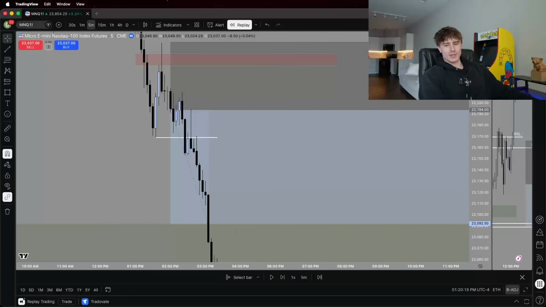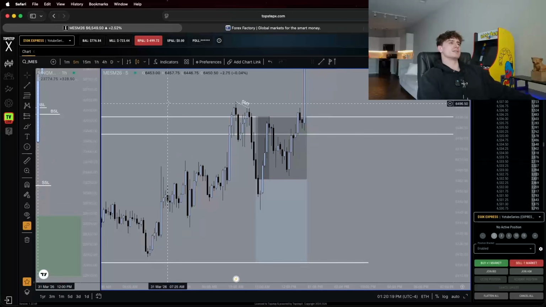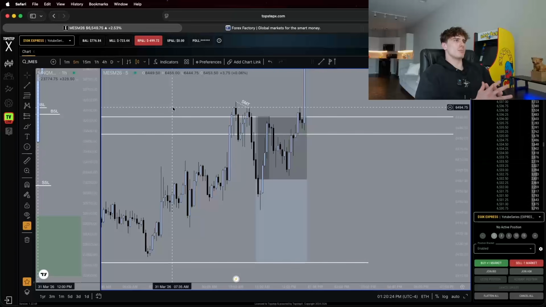So with the Top Step account sitting at a balance of 776, I really don't pay attention to the balance too much. I pay more attention to the drawdown. So we still have $1,500 worth of drawdown on the account. Really, how I'm going to play it from here.